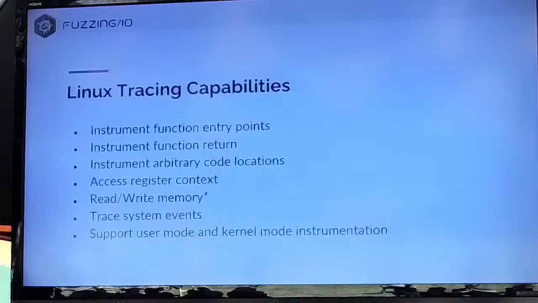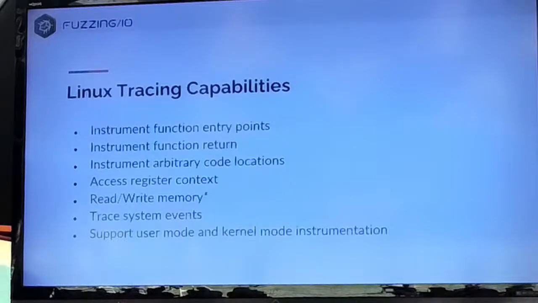You want to be able to ideally hook arbitrary locations, not just function entry points, but let's say a call site, for example. You want to be able to access the register context, so you don't only want coverage logging, but you want to be able to collect the state and look at the pointers, the arguments that are being passed to these functions. And in order to enable us to do any sort of offensive or defensive techniques, we want to be able to write to arbitrary memory.